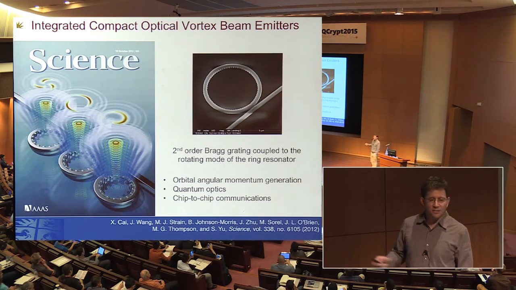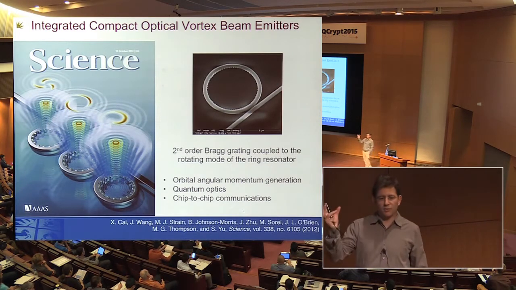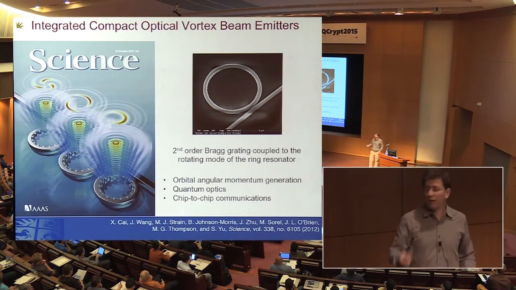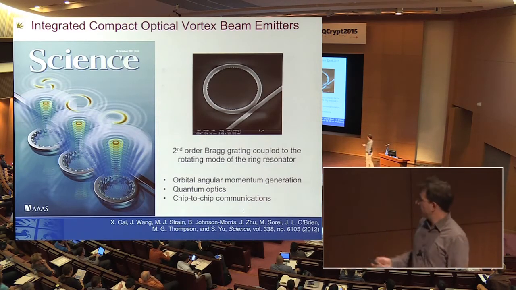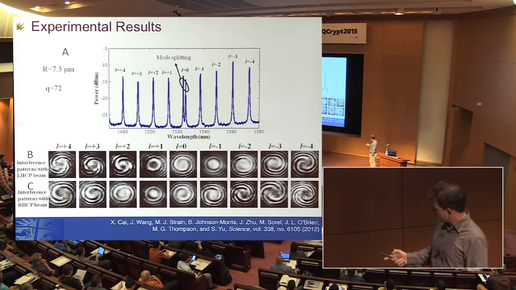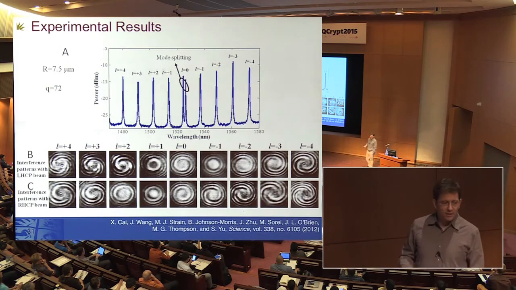momentum converter. It's effectively a ring resonator with little nanoteeth on the inside. And these nanoteeth effectively scatter light out of the resonator and put a twist on the light as it comes out of the resonator. And that imparts an orbital angular momentum onto the light. Just to prove that that's the case, here are the phase diagrams of the light coming out of the device.